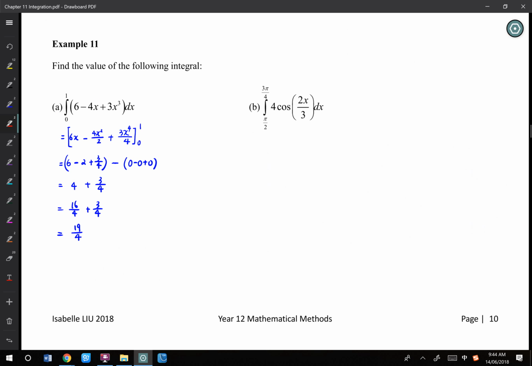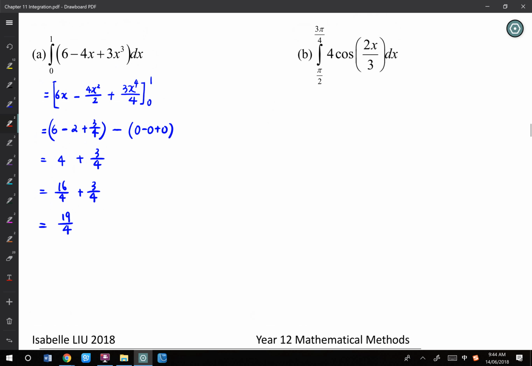But when you see something like this, giving you 4 cos 2x over 3 from pi over 2 to 3 pi over 4, let's just talk about the signed area, because it's already given to you. But it can be a total area as well if everything is above the x-axis in that domain. If some part is below the axis, the area will be less, because you will minus the bottom one.